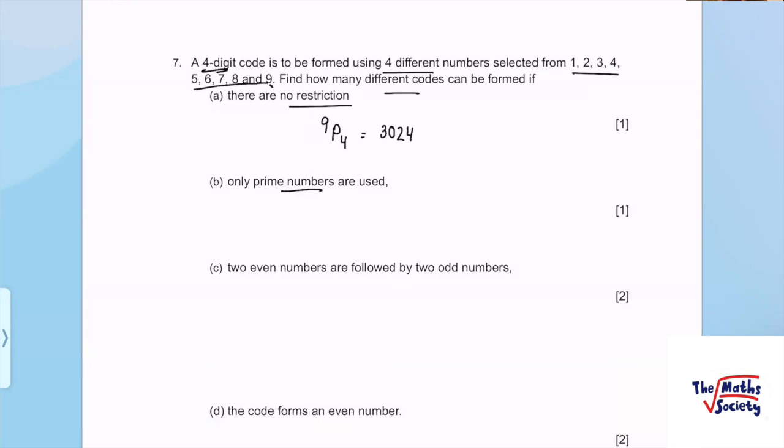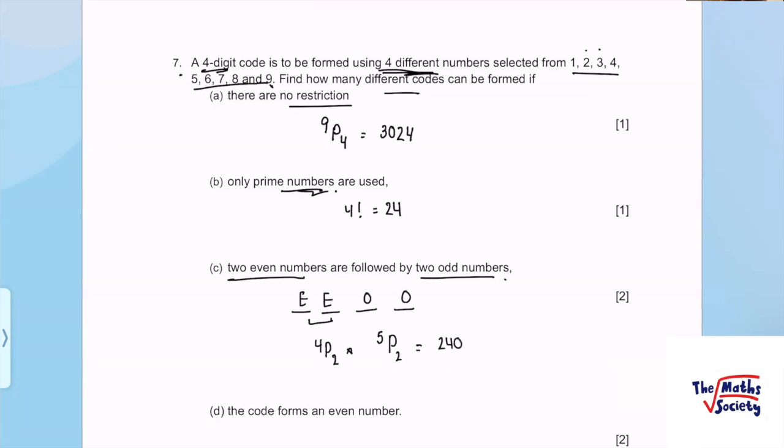And another thing is that only prime numbers are supposed to be used. So we have prime numbers 2, 3, 5, 7, and 9, but they're only prime numbers. And it says only 4 different numbers, so it's just going to be 4 factorial, which is 24. And then we have that 2 even numbers are followed by 2 odd numbers. So it's going to be a 4-digit code, even numbers followed by odd. For even numbers, there's a total of 4 numbers, so 4P2. Odd numbers, there are 5 numbers, 5P2. So just multiply them and you'll get 240.